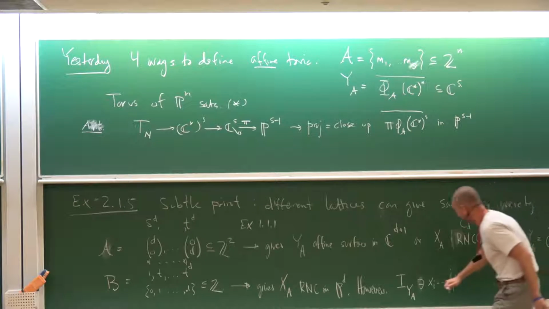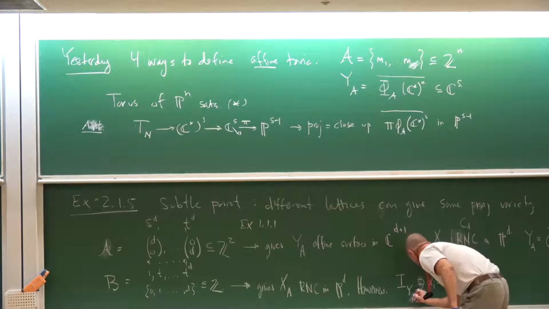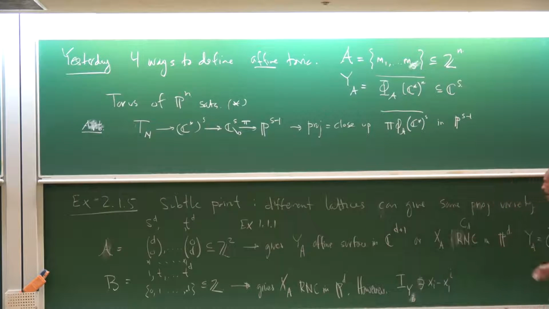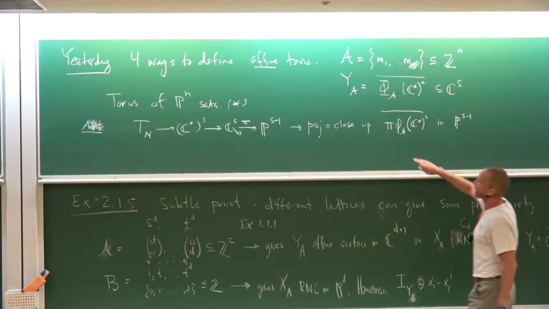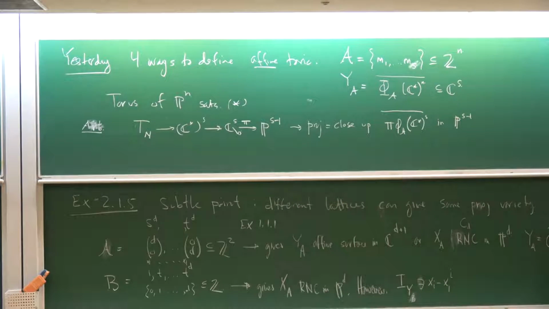B, yes, good. So like I said, always testing if you're awake, right? So y sub b. So what's happening here? And so this is what we now are going to have as our first theorem today, and I'll even prove a little bit of it. So we're going to get an analog of a projective version of the 4 ways to define an affine variety. So here's our theorem.